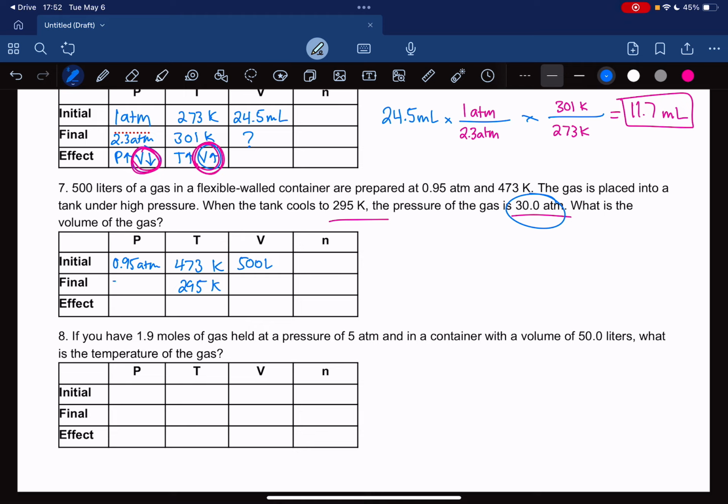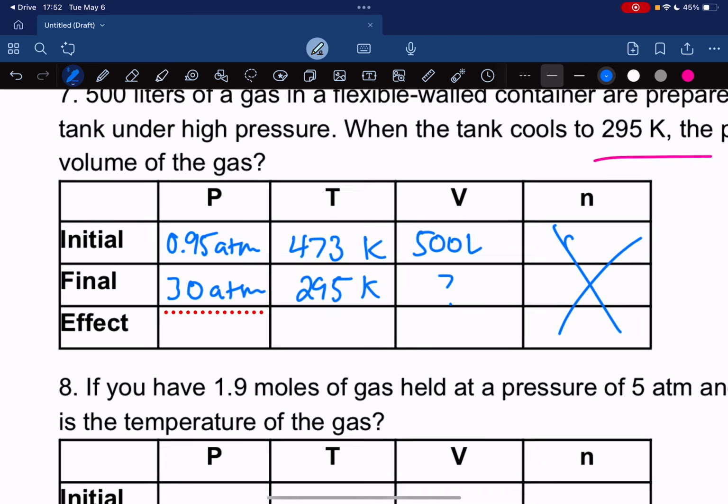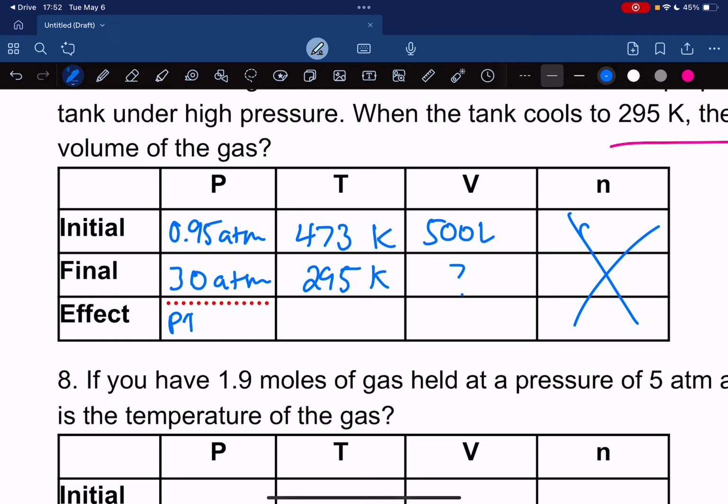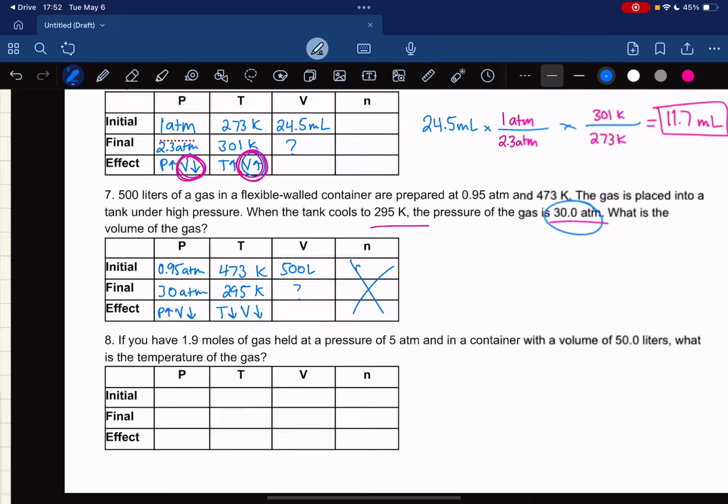Pressure of the gas is now 30. So a big pressure increase. We want to know what's the new volume. Don't need my N column. Let's get our effect row in. P is increasing by a lot. That means V is decreasing. Temperature is going down from 473 to 295, so that means V is decreasing.